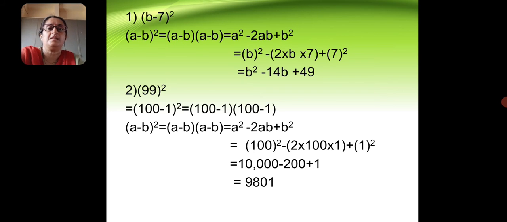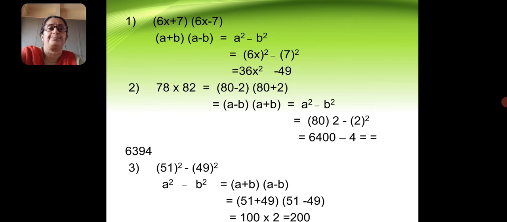So the a minus b square identity we are going to use. Here we are going to consider 100 as a and 1 as b. So a square is 100 square, the second sign will be negative, that is 2ab, 2 into 100 into 1, and the last is positive b square. So b square is 1 square. When you open it, 100 square is 10,000 minus 200 plus 1, that gives us 9,801.